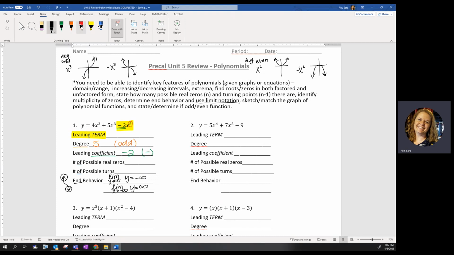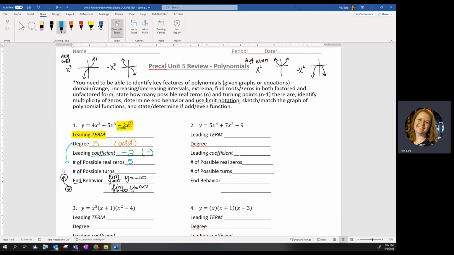Now in the middle, this question is asking about how many possible real zeros and how many possible turning points. That all comes from that degree as well. So the number of possible zeros is n. That's your degree. So if it's a fifth power, that means you could have up to 5 possible zeros. Doesn't mean you're guaranteed to. You could have less than that. Some could be imaginary or some can be repeated, but you could have up to 5.